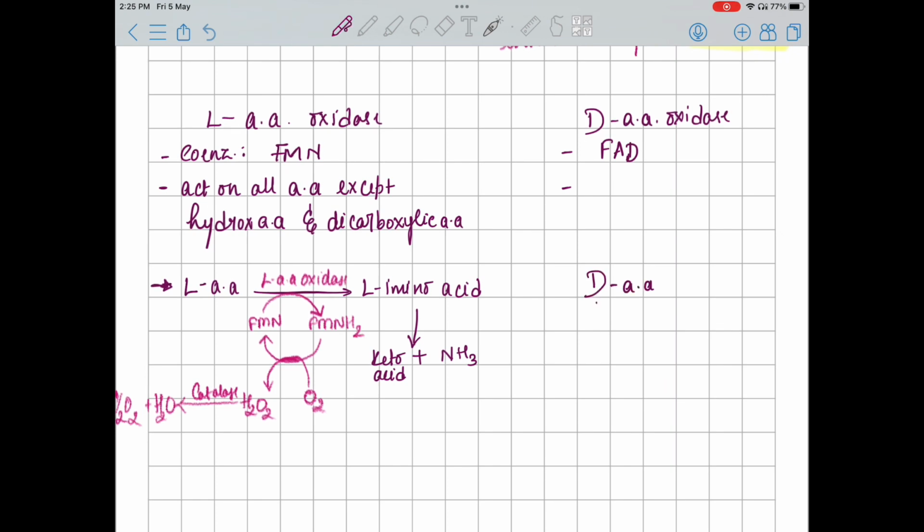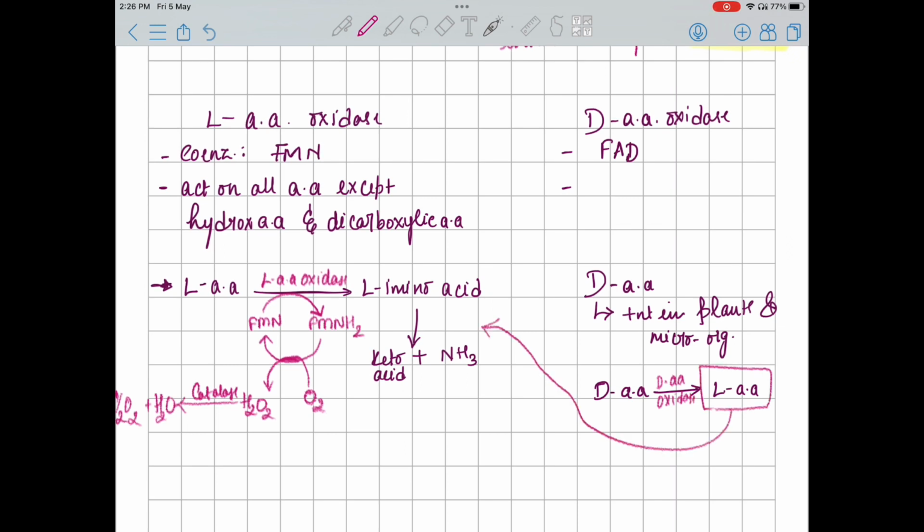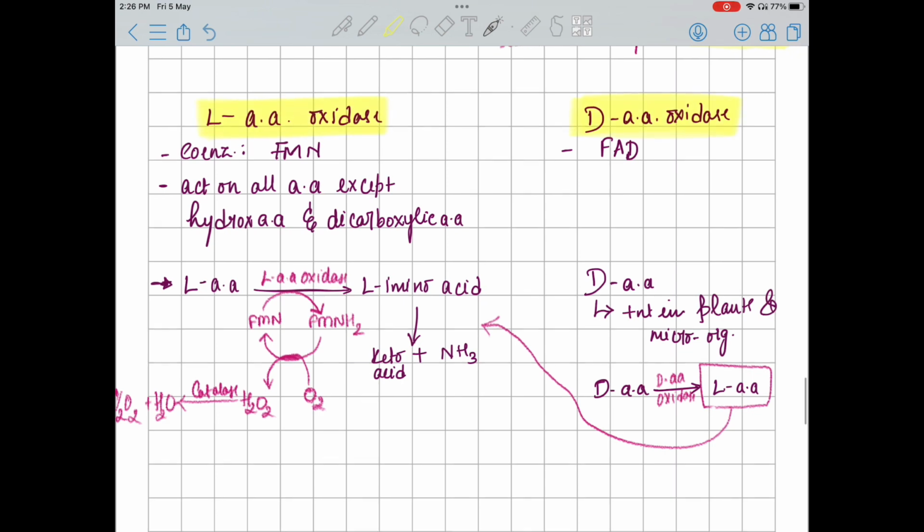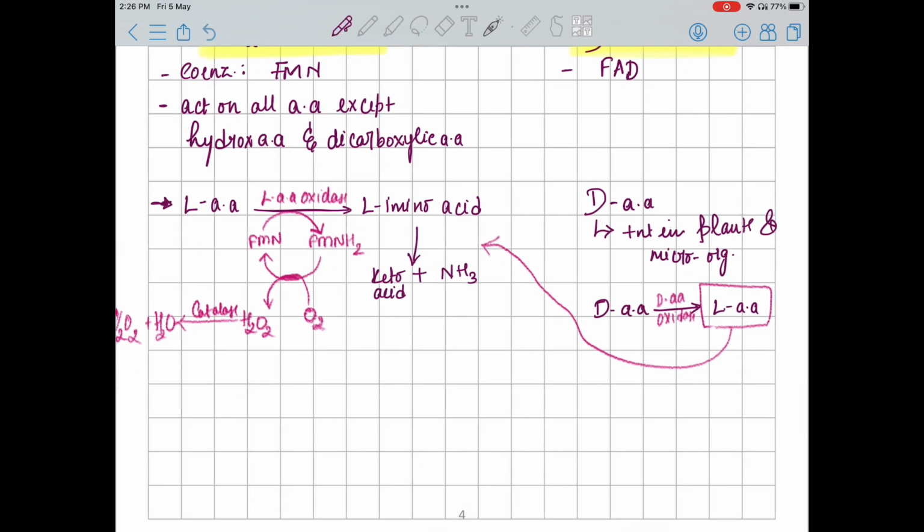So next is D-amino acid. If it enters our body, what happens? Basically, D-amino acid is present in plants. It isn't present in human bodies. It is also present in microorganisms. And this amino acid is said to convert itself into L-amino acid with the help of D-amino acid oxidase. And again the process continues. How L-amino acid breaks down, that way it will break down in our body to ammonia. So these two were quite important that we saw.